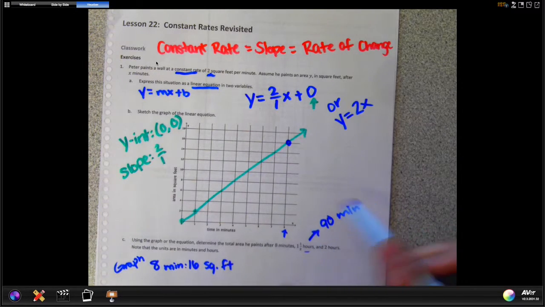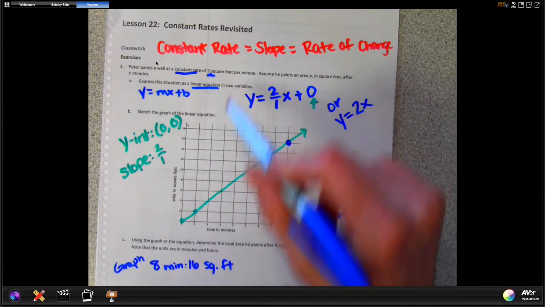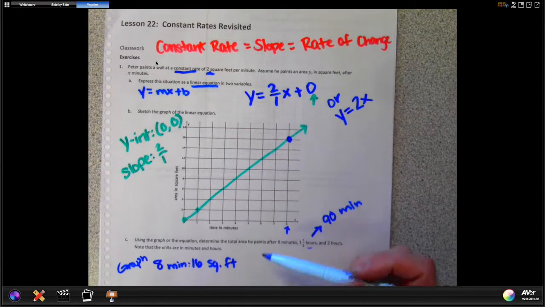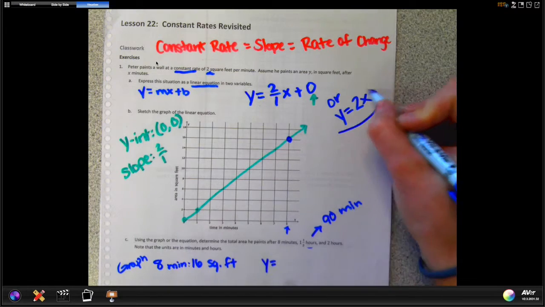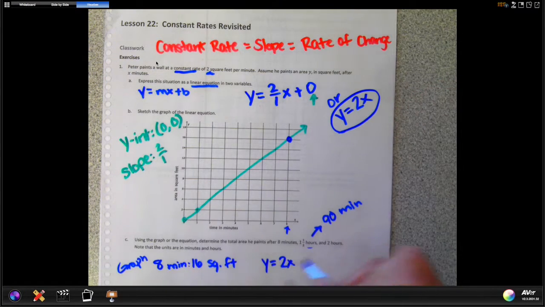So if that's the case, that's when we use our equation. Our equation was, and I'm going to use the shortened version, y equals 2x. What I'll do with this 90 minutes is insert 90 into the x part. So really, to get my answer here, I'm going to say y equals 2 times 90, which means that y equals 180 square feet.